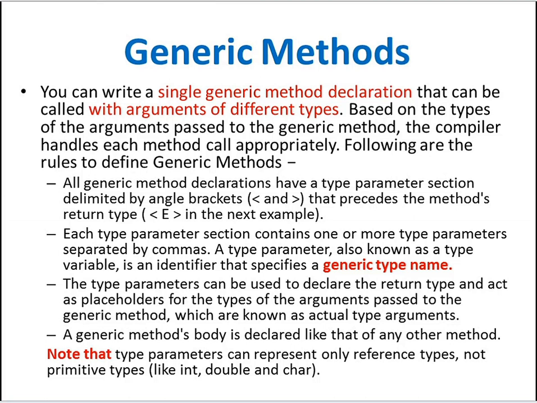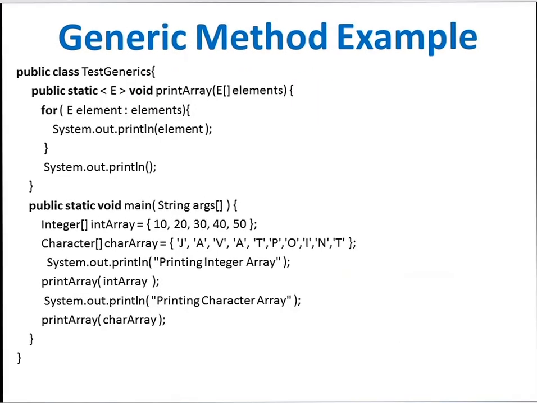The generic method's body is declared like that of any other method or function. Note that a type parameter can represent only reference types, not primitive types. Most important here: integer, double, character, float are not allowed. It is only the reference types, and it is not the case for C++. In C++, we can use integer, double, and character also.